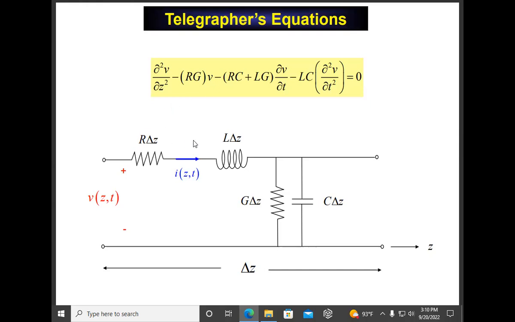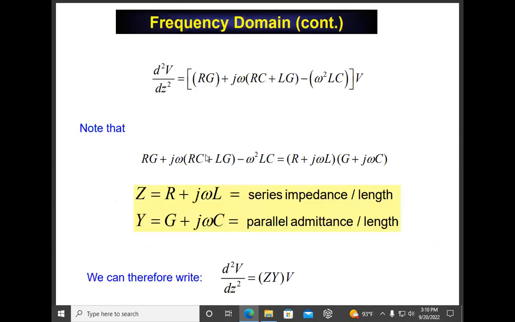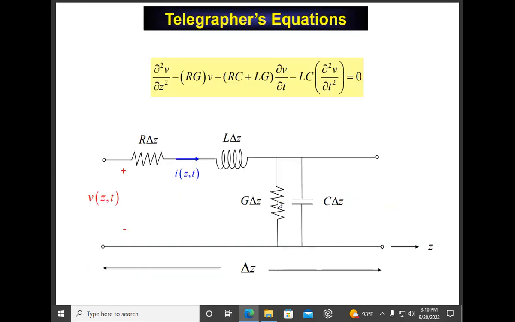Remember, R and L are per unit length. So R plus j omega L is the series impedance per unit length. You can interpret it that way if you want. Okay? So why not call it that? And similarly, G plus j omega C would be the parallel admittance per unit length.